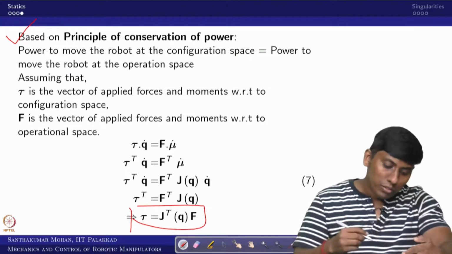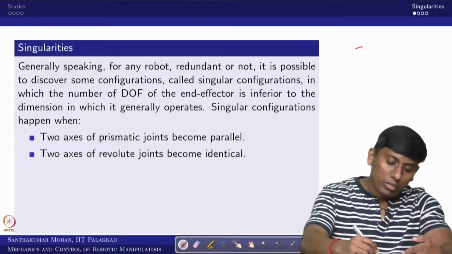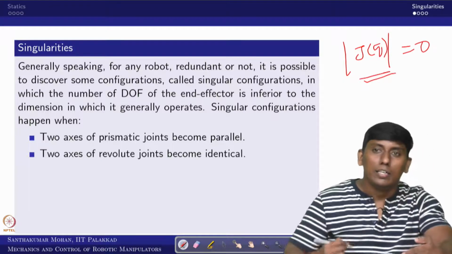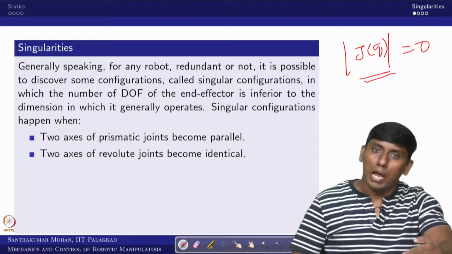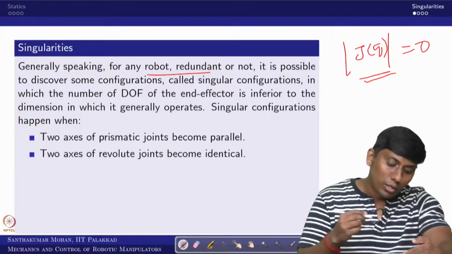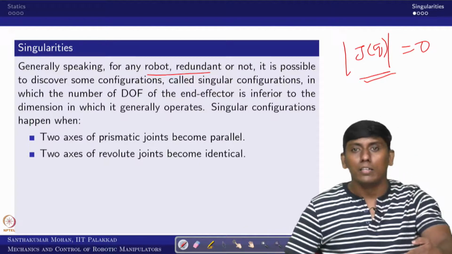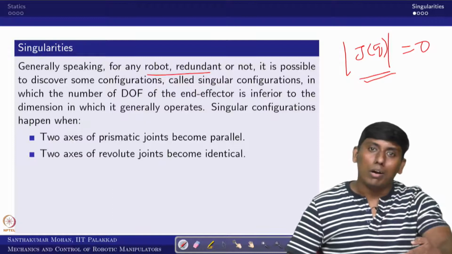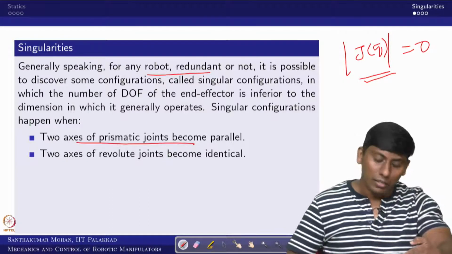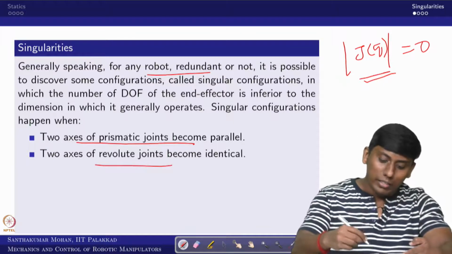Now, one more thing we are supposed to know. Based on j of q, if the determinant is 0, we can say it is singular. When will this happen? Whether the robot is serial, redundant or not, it is possible in some cases that the determinant of the Jacobian matrix would be 0. What cases can it happen? If the prismatic joints become parallel, or if revolute joints are identical or collinear.